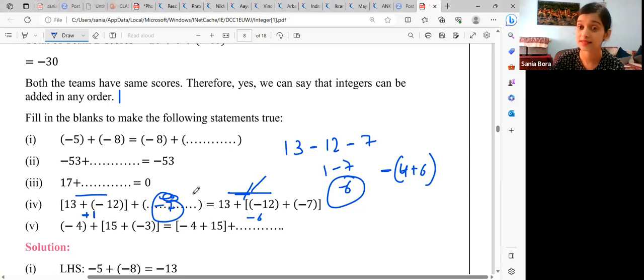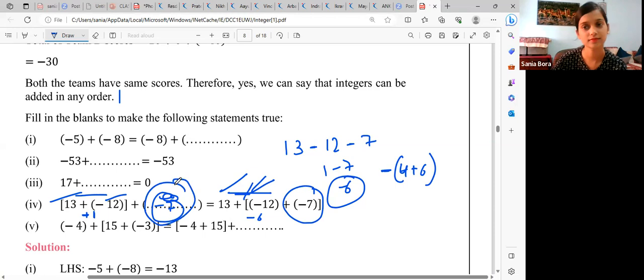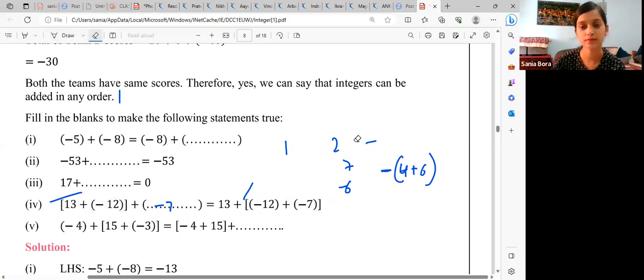Yes. Here, see, it was 13 here, minus 12 here. 13 here, minus 12 here. Only minus 7 was missing. You need to put minus 7 here. Yes. Okay, now the next one. Next one, tell me.